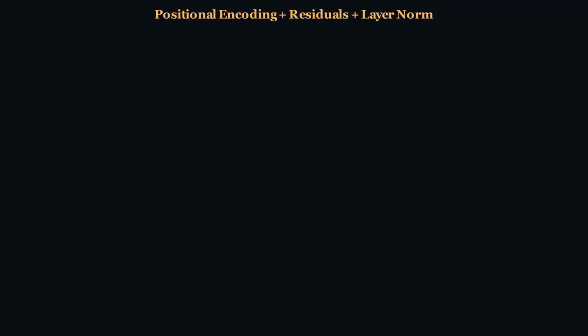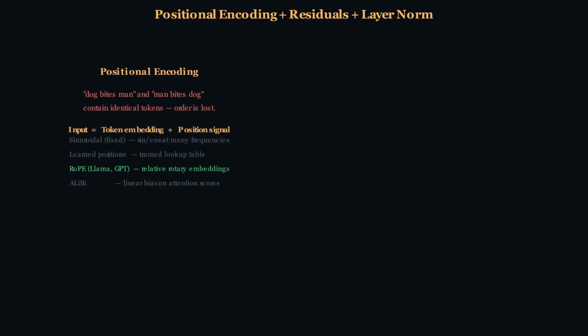Attention has no built-in sense of order. 2 supporting mechanisms fix this and stabilize deep training. 4 encoding strategies. The original transformer used fixed sinusoidal encodings. Modern models prefer RoPE, rotary position embedding, which encodes relative positions as rotations and generalizes to sequences longer than those seen during training.